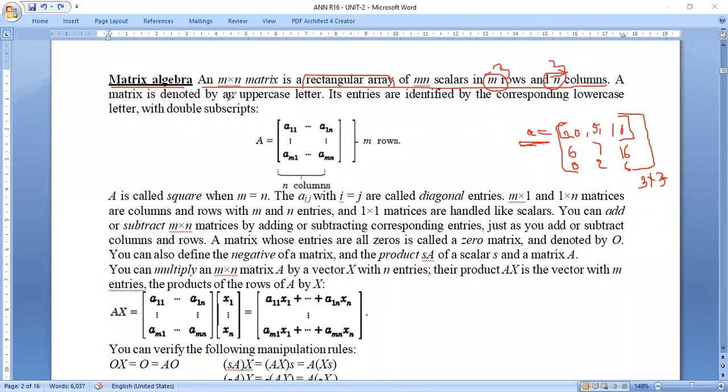Next, a matrix is denoted by an uppercase letter. See here, we have taken A. It is denoted by an uppercase letter, and its entries are identified by the corresponding lowercase letters. So the entries of matrix A are denoted by lowercase letters a11, am1, a1n, like that. These entries are represented using lowercase letters with a double subscript: 11, 12, 13, 21, 22, 23. So we have two subscripts here. This is the representation of a matrix with m rows and n columns. Clear? Right.